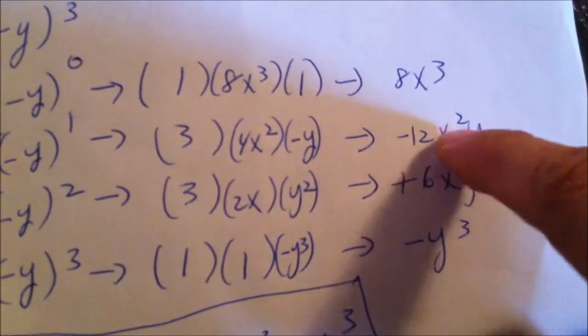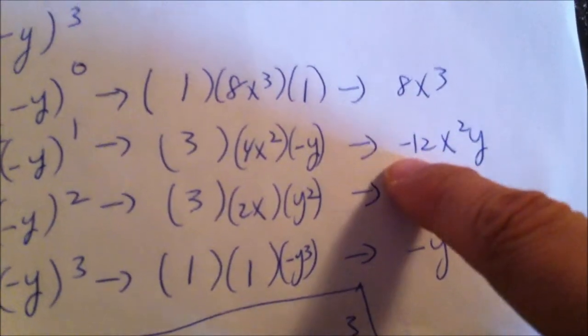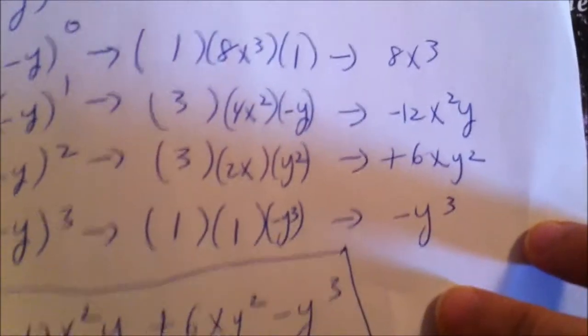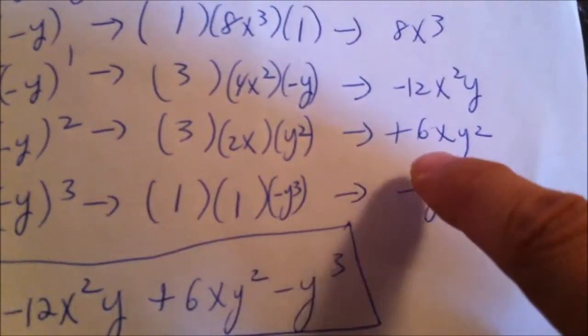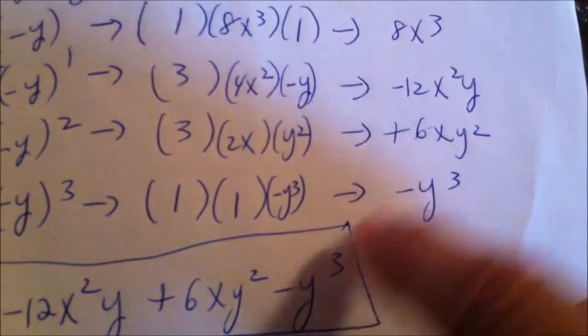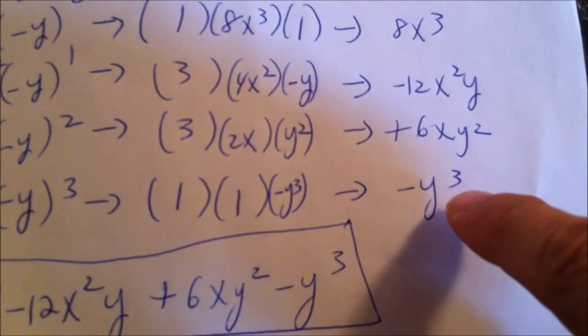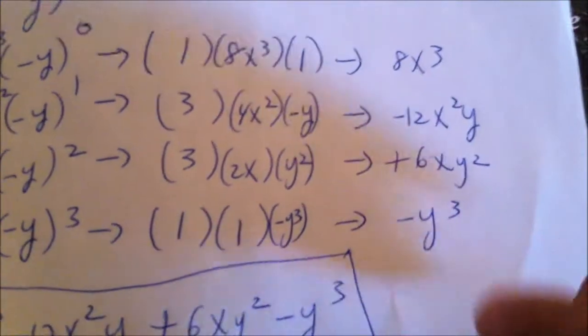x squared y. See, there are no signs in the middle there. The only sign should be in the front of the term. It's part of the coefficient. This is a positive. 3 times 2 times 1 is 6, xy squared. This is negative y cubed. And that's your full expansion.